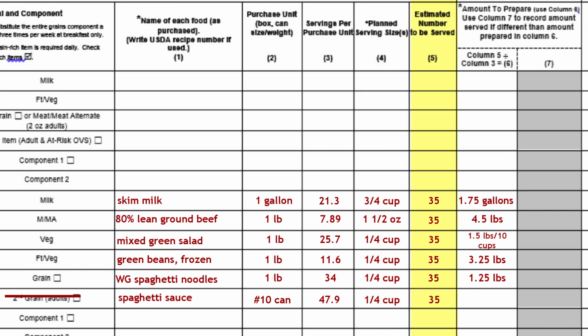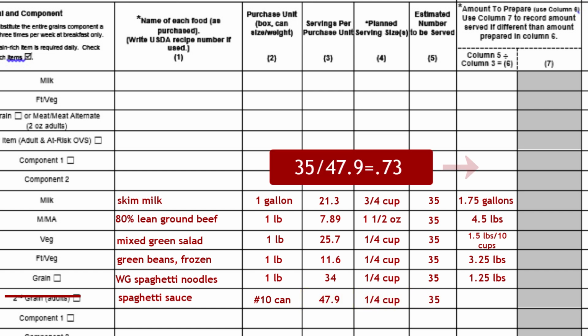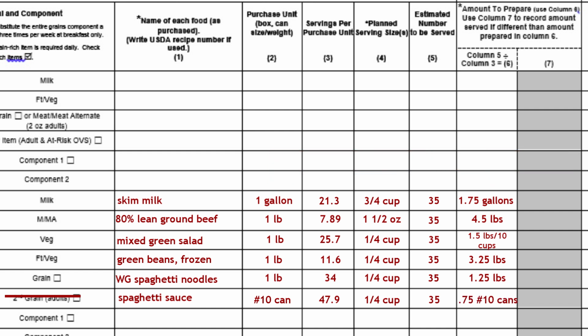35 is the estimated number to be served in column 5. Next, perform the calculation to determine the amount to prepare. Divide 35 in column 5 by 47.9 in column 3. The answer is 0.73. Round up to 0.75. Enter 0.75 number 10 cans in column 6 as the amount to prepare.